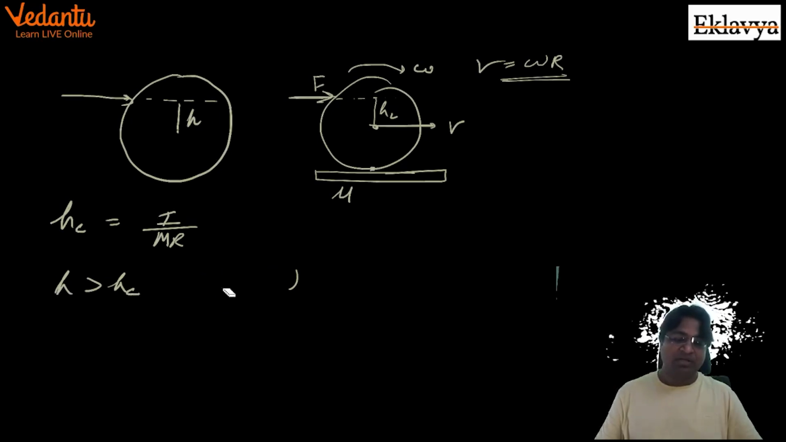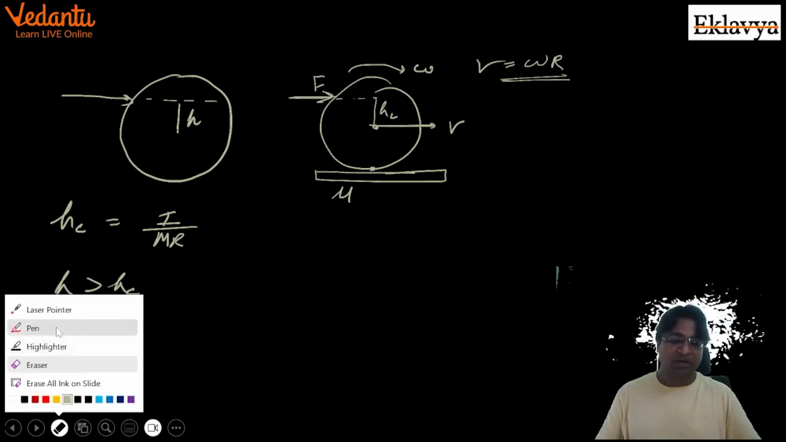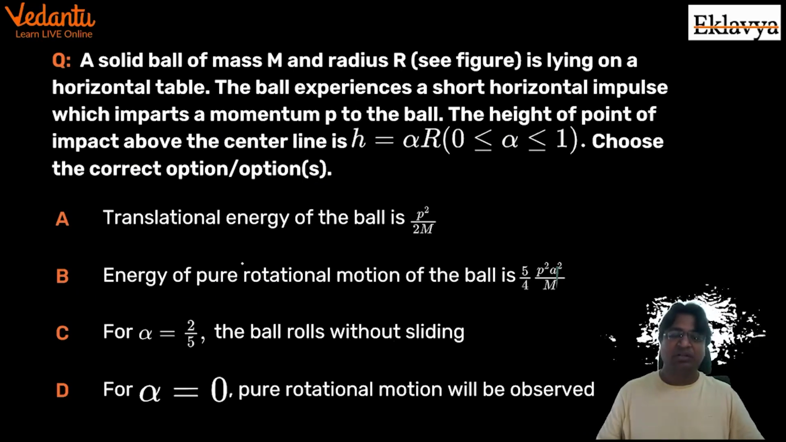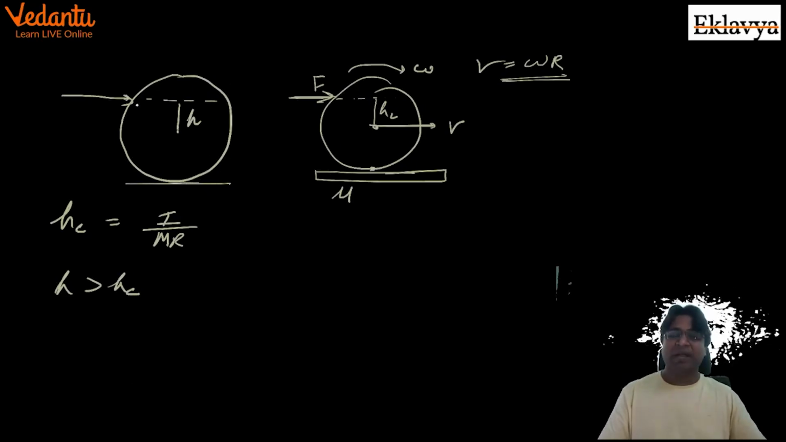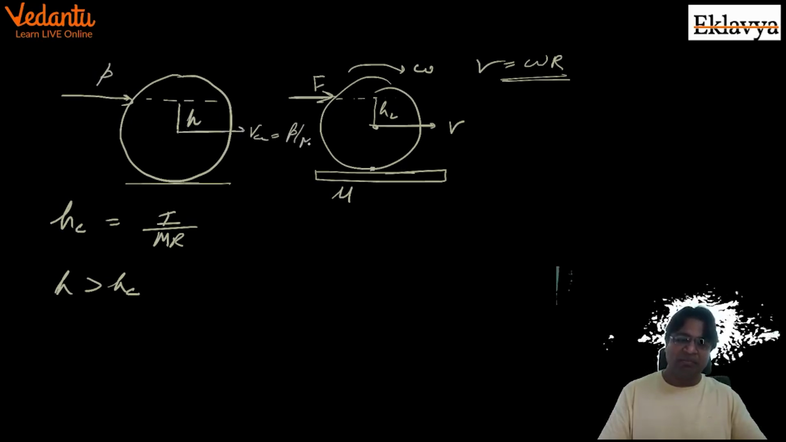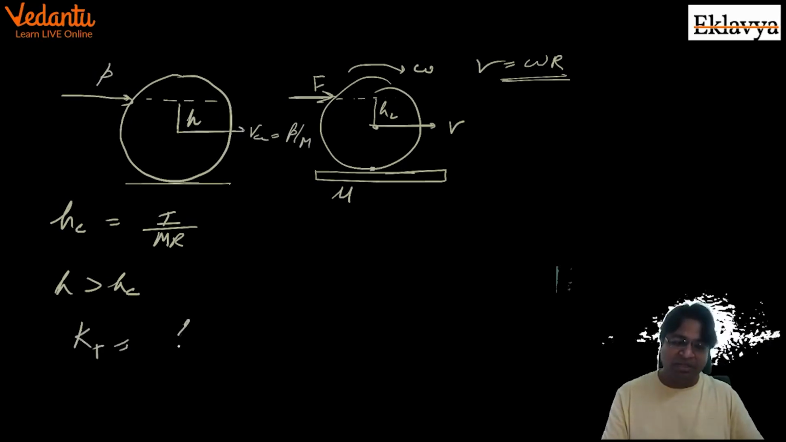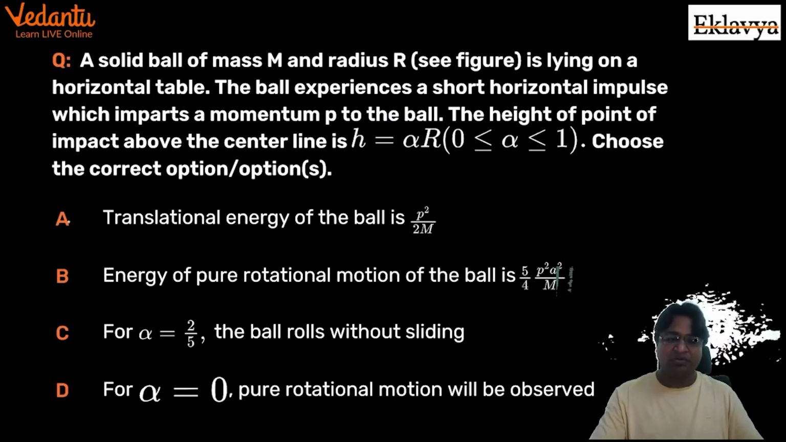Okay, so with this background, let's now attempt the question. So it says that if we have exerted an impulse P, that's the total translation energy. So guys, even if the surface is rough, the friction here won't be impulsive. So right after applying the impulse P, the center of mass will have a velocity P by m. So the translational kinetic energy can be written as P square by 2m. That is correct.